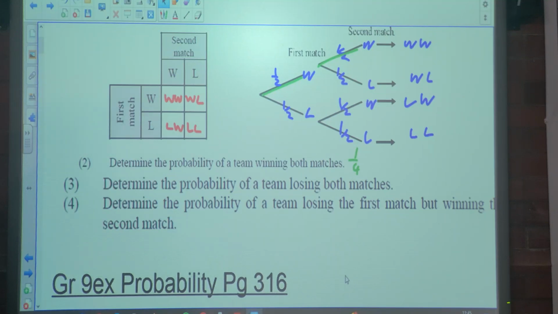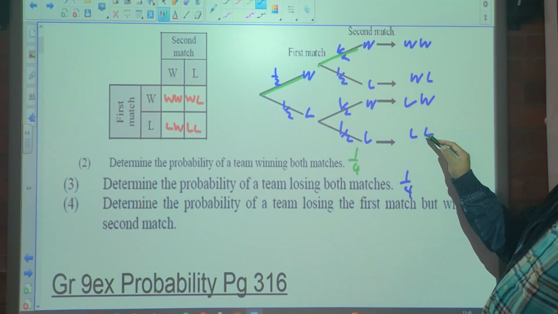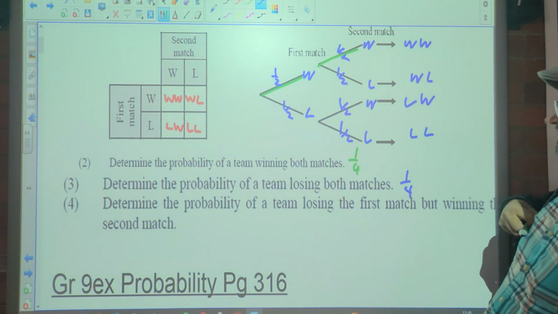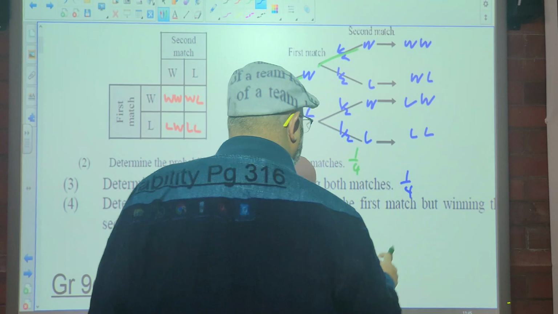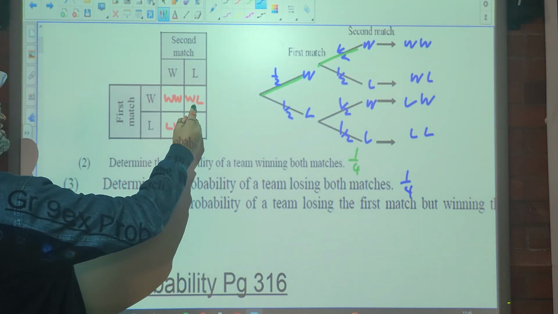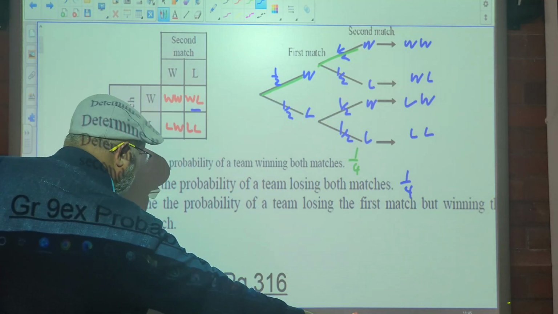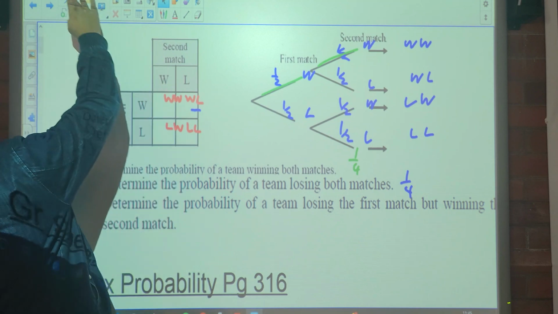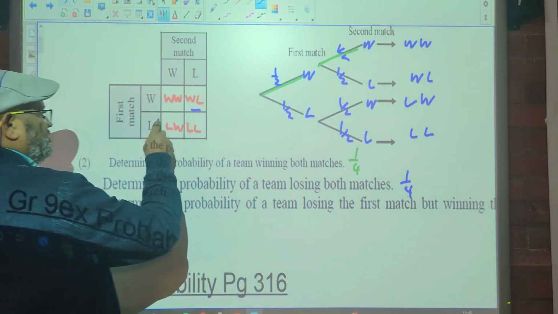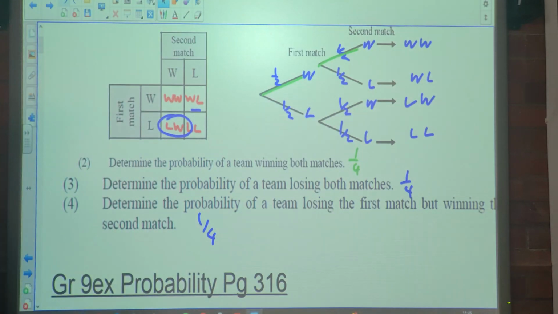Right, number 3. Determine the probability of a team losing both matches. So what's the probability of losing both matches? 1 out of 4. It's lose-lose. Determine the probability of the team losing the first match but winning the second match. Winning the first match, losing the second match. Oh, sorry, other way around. Losing the first match and winning the second match. It's going to be 1 out of 4. Okay.